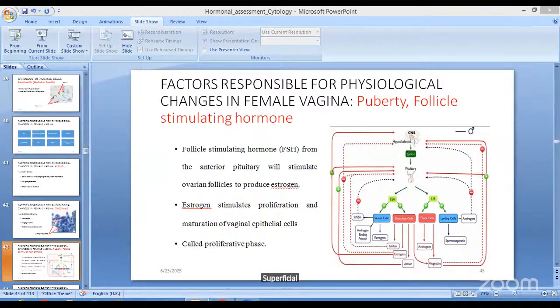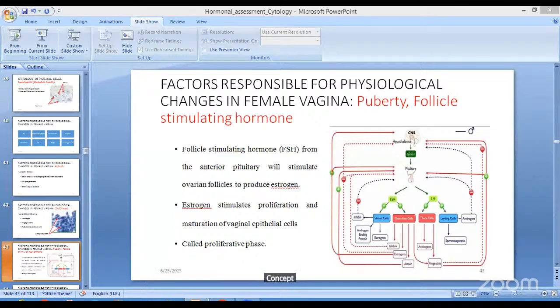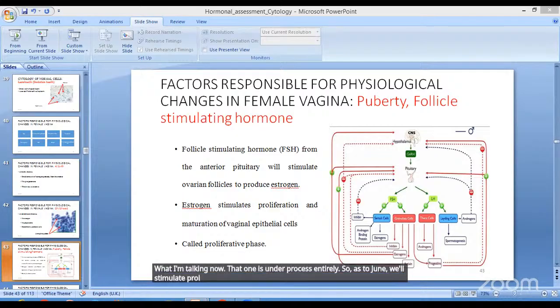These are just hormonal changes. Some people confuse that with cancer processes. It has nothing to do with what I'm talking about now. That one is another process entirely. So estrogen will stimulate the proliferative phase.